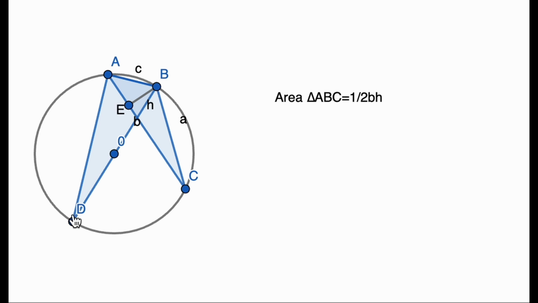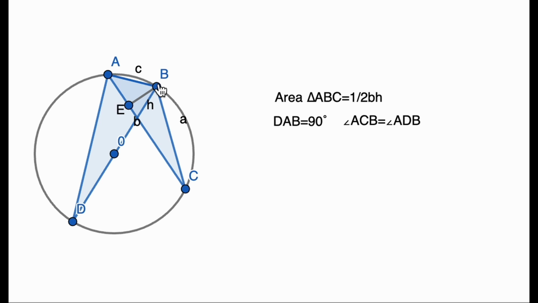Okay, so now we know DB is the diameter, which means angle DAB is 90 degrees. And we also know that this little arc of the circle in between point A and B subtends to angle ADB and also subtends to angle ACB, which means angle ACB equals angle ADB.